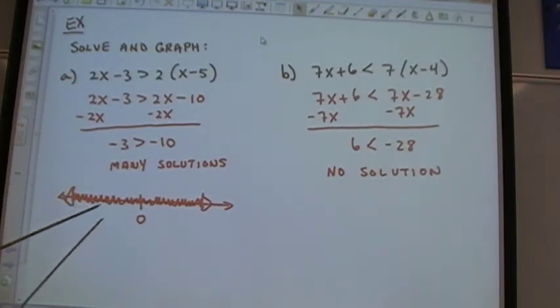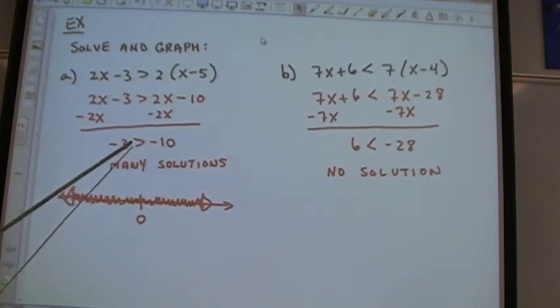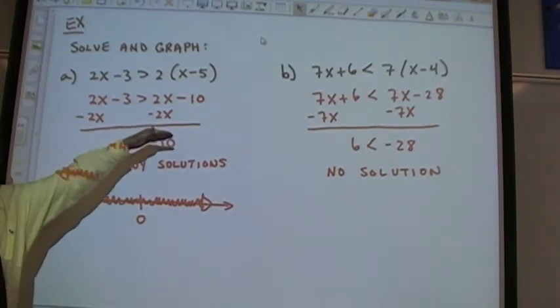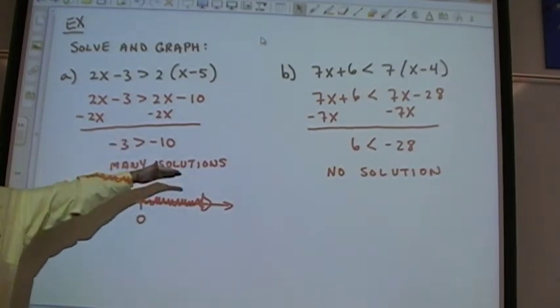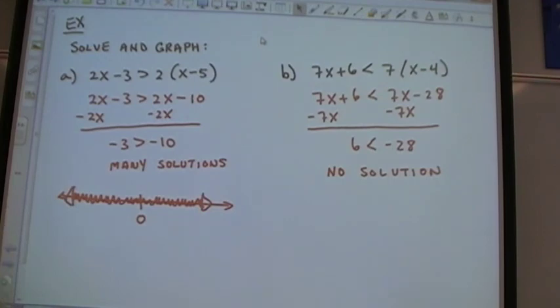So once you get to this point, you ask yourself, is negative 3 greater than negative 10? Is that true or false? True. Negative 3 will always be greater than negative 10. If it's a true statement, your answer is infinitely many solutions. Or you can just write many solutions. And to represent that graphically, just draw a number line, put 0, and shade the entire number line. In this problem, any number I picked would give me a true statement if I plugged it back into the original.